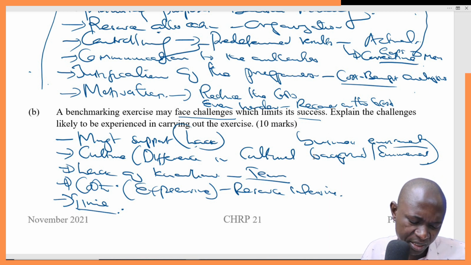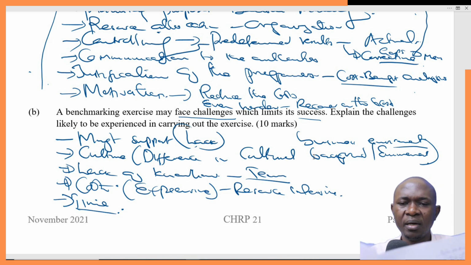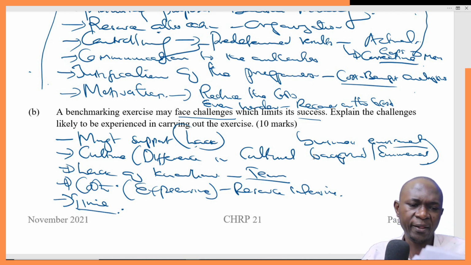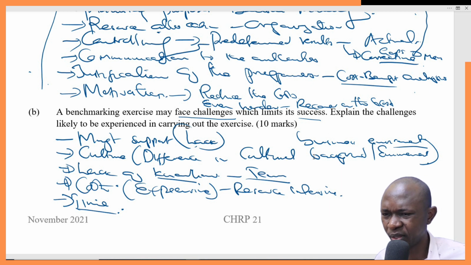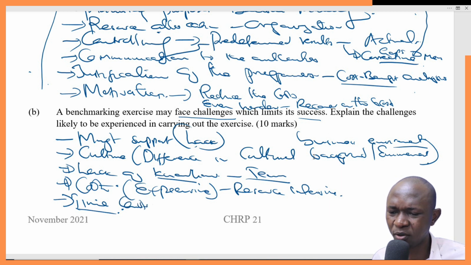Let me see if there are any other points that I could have left out. A lack of multiple skills. I think that one will go with the lack of know-how for the team that is doing that. So this one will put time constraints.